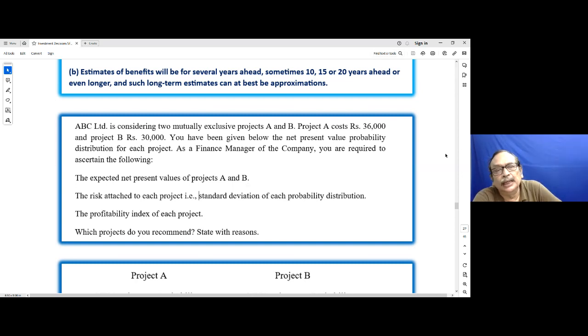ABC Limited is considering two mutually exclusive projects, A and B. Project A costs rupees 36,000 and project B rupees 30,000. You have been given below the net present value probability distribution for each project. As a finance manager of the company, you are required to ascertain the following.